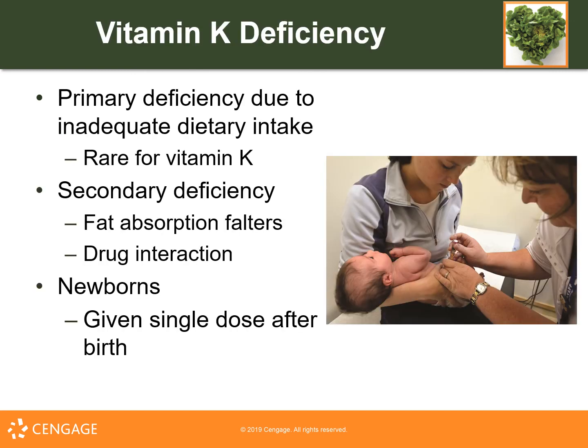Vitamin K deficiency, so primary deficiency due to inadequate dietary intake is rare for vitamin K. Secondary deficiency is more common, and I've provided two example scenarios. So one is when fat absorption falters. So if fat absorption falters, like bile production fails, vitamin K absorption diminishes. Another option is drug interaction. So some drugs, like antibiotics, will kill vitamin K producing bacteria in the intestine, and anticoagulant drugs do interfere with vitamin K activity.